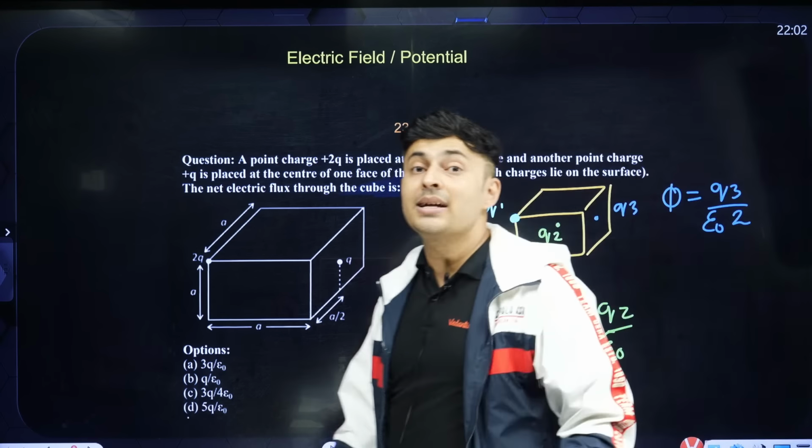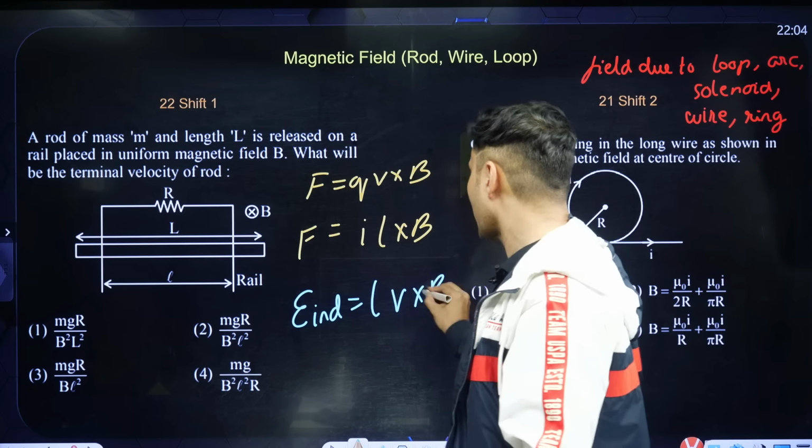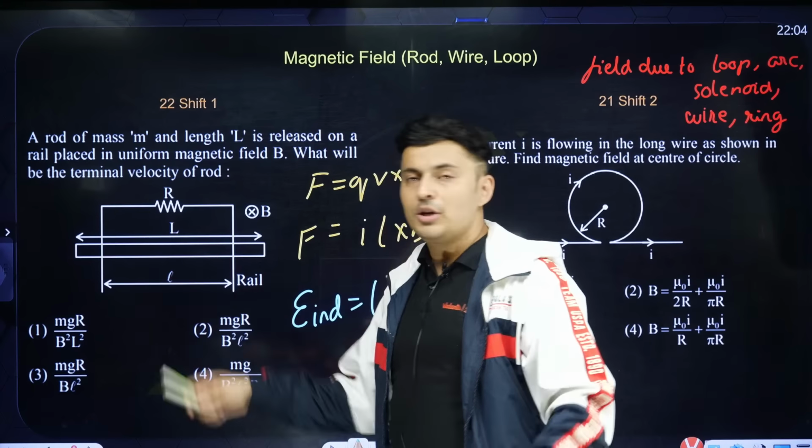Then when the rods begin to move, the motional EMF induced is LVB, L V into B. That is the voltage which is induced in that rod. Because of that EMF, you get induced current, which is induced EMF divided by the resistance of that coil or the wire or the rod. From that current, you can substitute it back here to find the force, and that force might be balanced with mg or whatever external force, and that's how you solve the question. So these kinds of concepts have repeated multiple times.